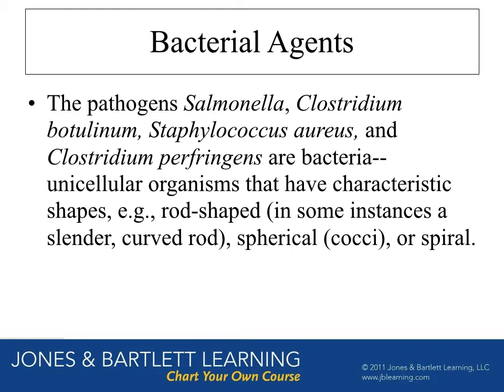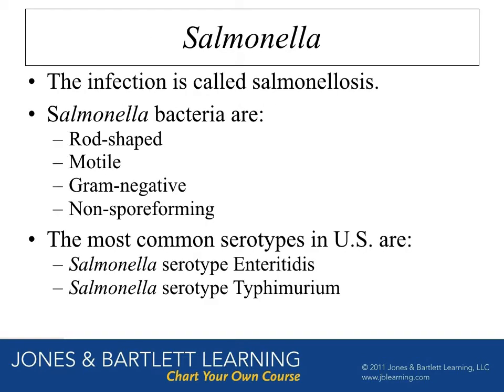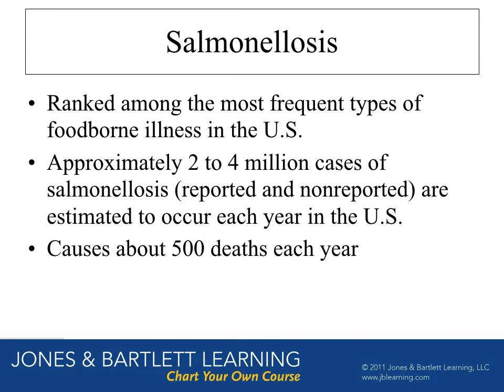food-borne agents of disease. Well, Salmonella, salmonellosis, these are rod-shaped, very mobile, gram-negative, non-spore-forming, and the most common types in the U.S. are the enteritidis and the typhimurium. Salmonella is actually ranked as or among the most frequent types of foodborne illness in the U.S.